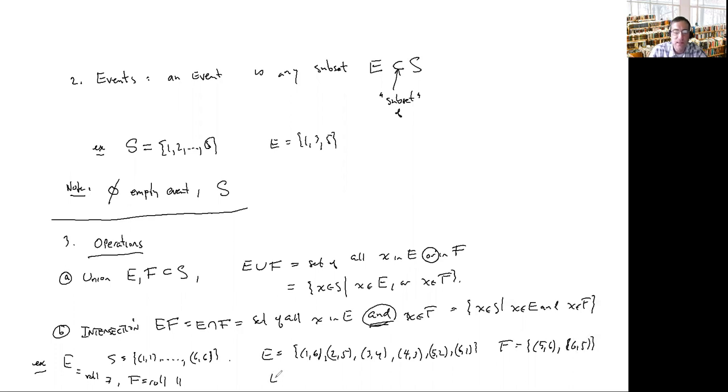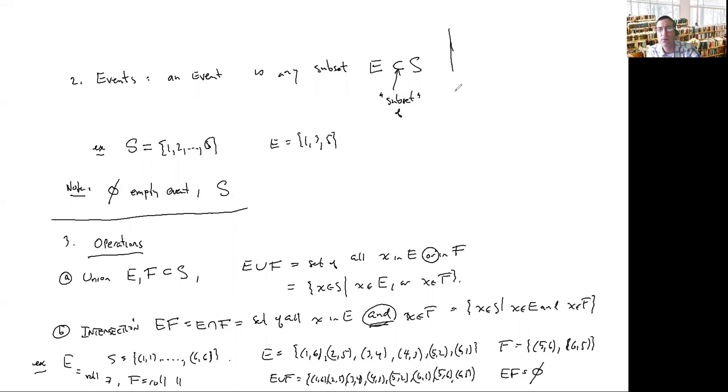So what is E union F? That would be putting both of these together. So it would be 1,6, 2,5, 3,4, 4,3, 5,2, 6,1, 5,6, 6,5. And what is E intersect F? That's empty because if you make 11, you're not making a 7 and vice versa. Okay, so that is the example of union and intersection.